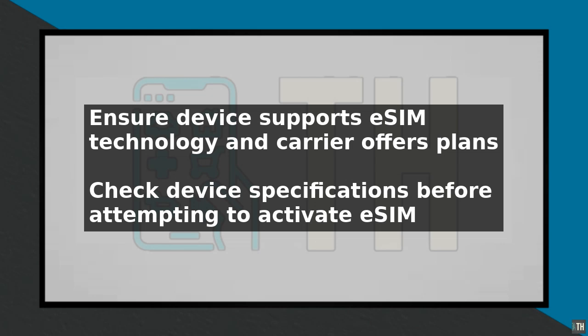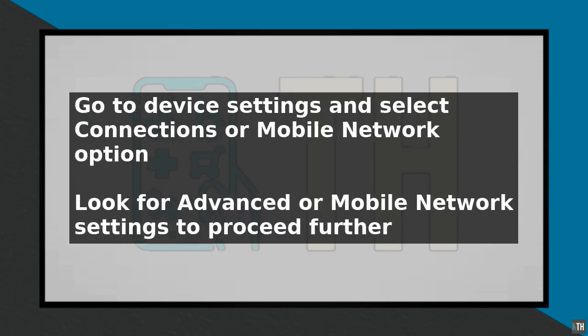First, go to your device settings and select the Connections or Mobile Network option. This may vary depending on the device manufacturer. Look for the Advanced or Mobile Network settings and select it. Next, choose the Add or Edit Mobile Network option and then select Add eSIM or Add Mobile Plan.